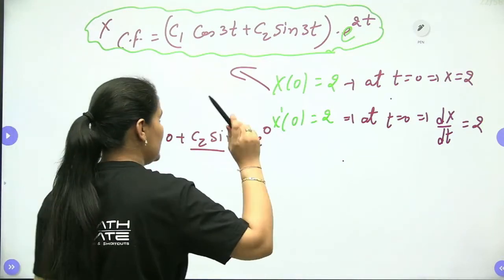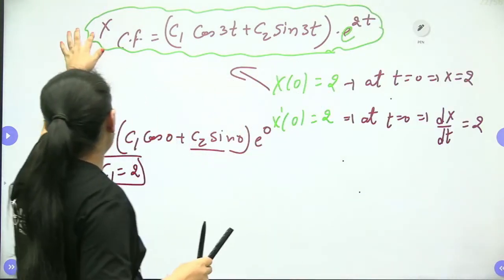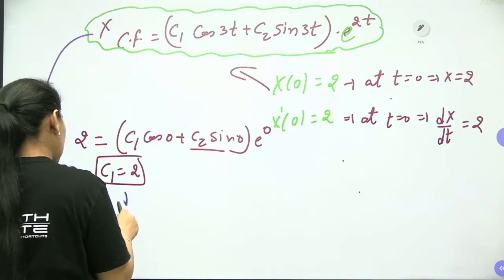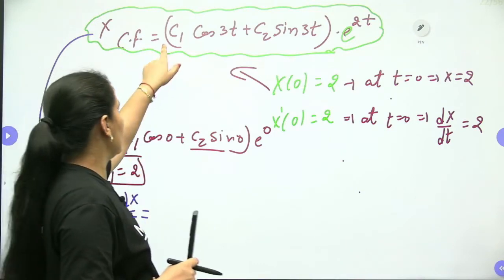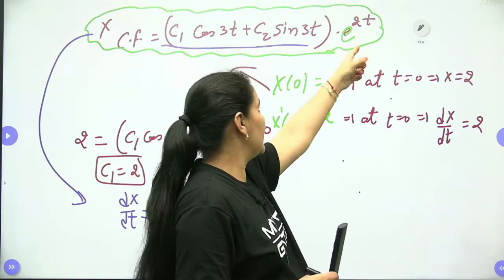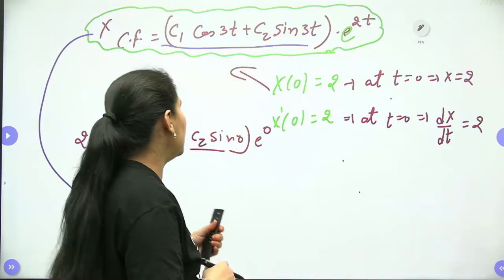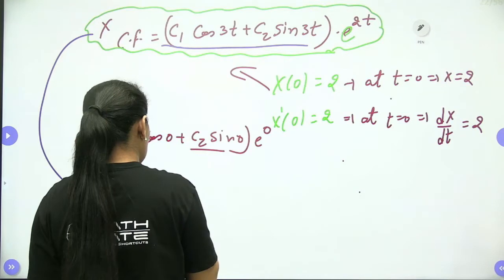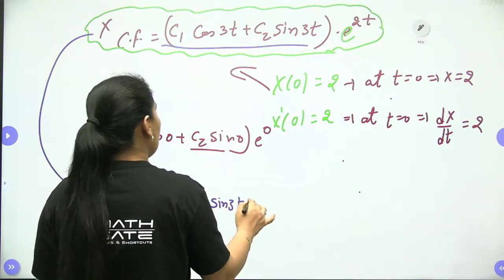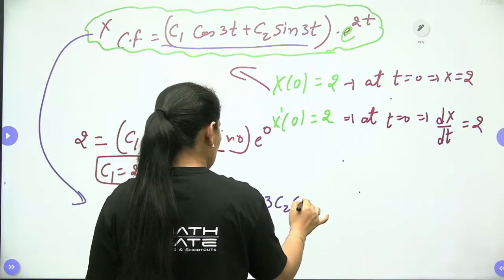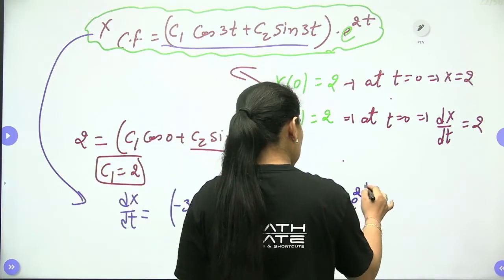Now for the second condition, we have to find the derivative of this equation. Again it will be dx by dt, my dear students. For the derivative, first we will differentiate this one and take the other as a constant, then we will differentiate the other one and take this as a constant, right? So the differentiation of cos 3t will be minus 3c1 sin of 3t plus 3c2 cos of 3t, and e power 2t will be as it is, my dear students.